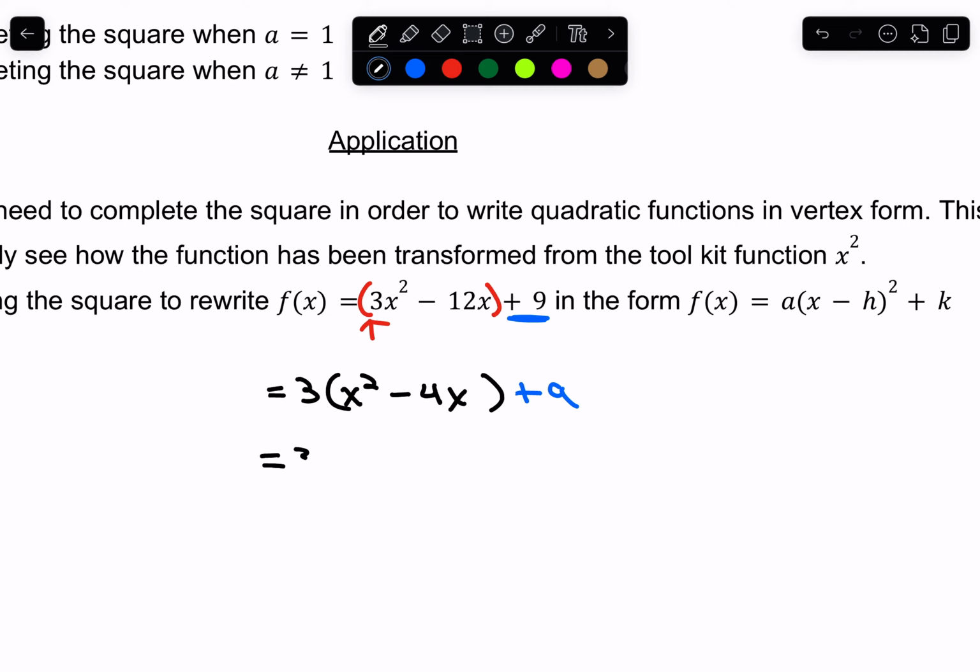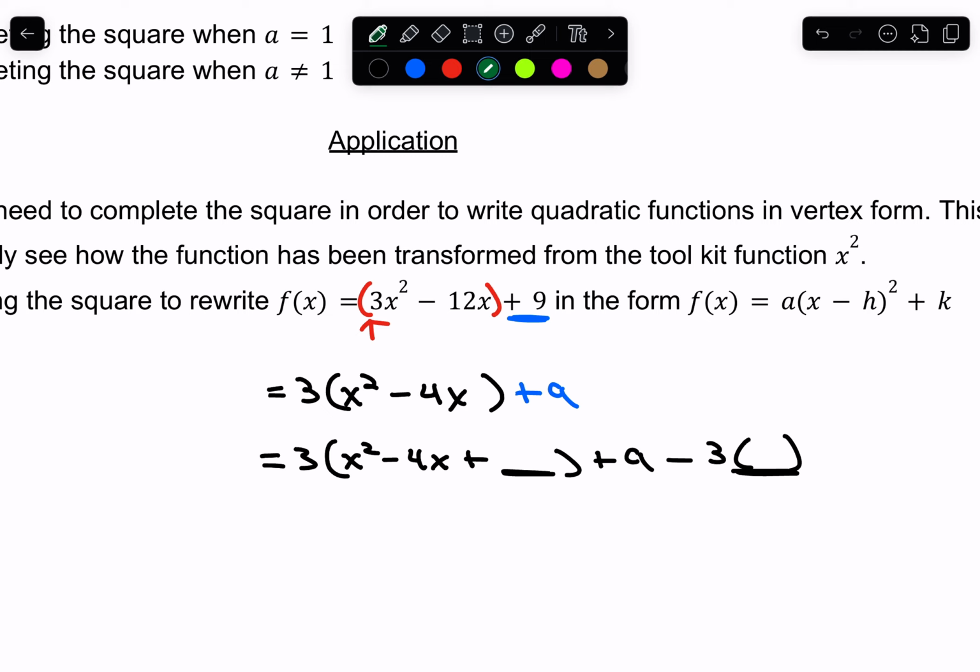Now I'm going to add some space to it. So x squared minus 4x plus blank. Then I have plus 9 minus blank. But remember that I need to balance this equation, so the 3 in front has to also go in front of this second blank in order to keep them equivalent.